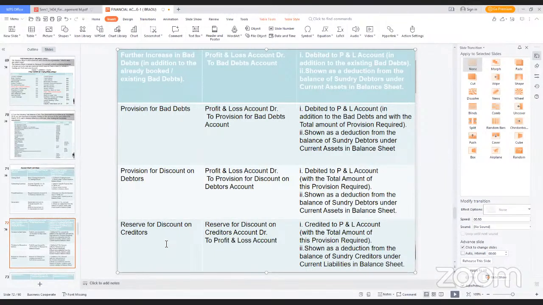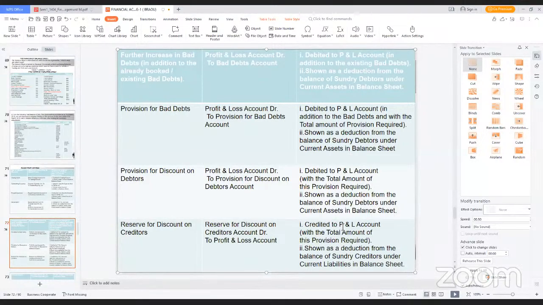A reserve for discount on creditors, where you are getting the reserve. So how are you writing? That is a creditor, that's why we have to write on the credit side. When you write provision for discount on debtors, it is Provision debit to profit and loss account. But for creditors, it is reserve for discount, profit and loss account credited. That is on the credit side, the right side of the P&L account, you have to write.